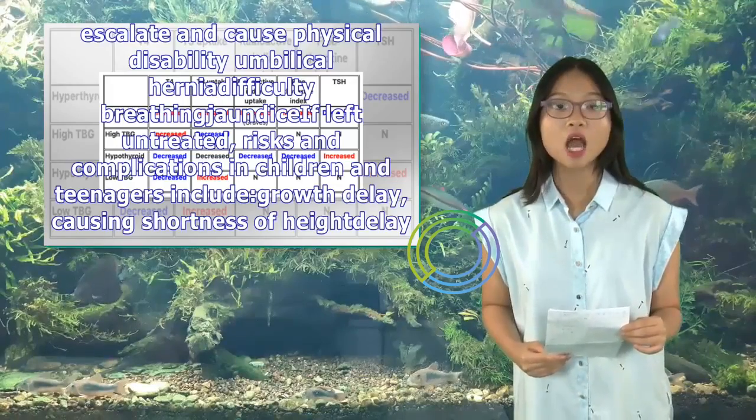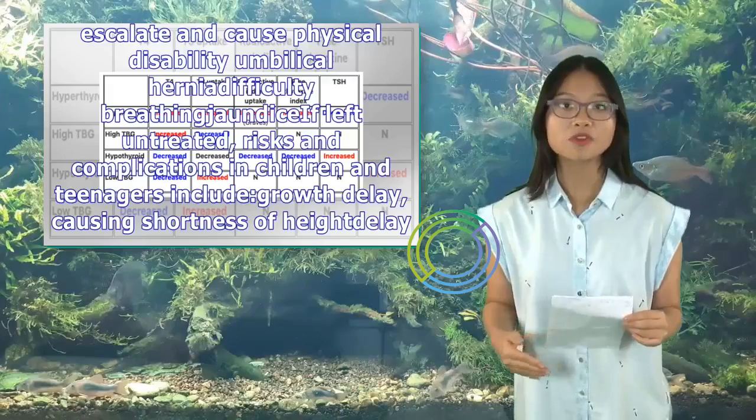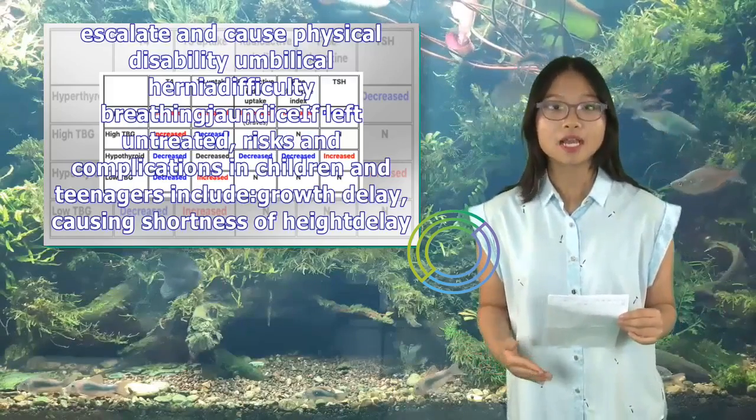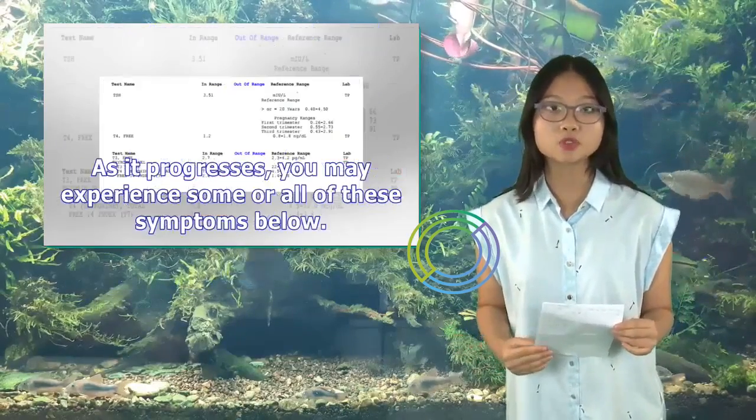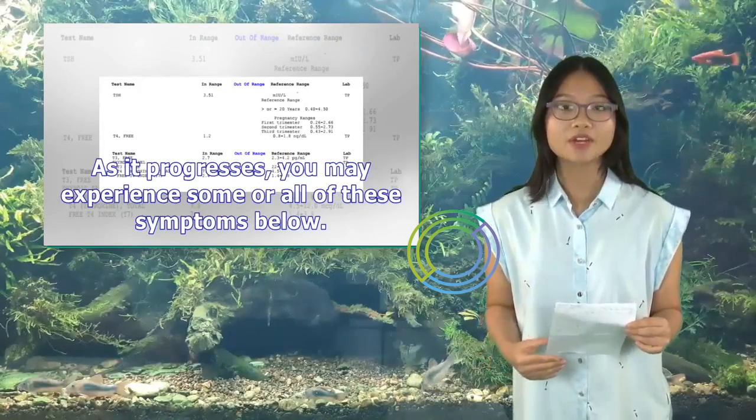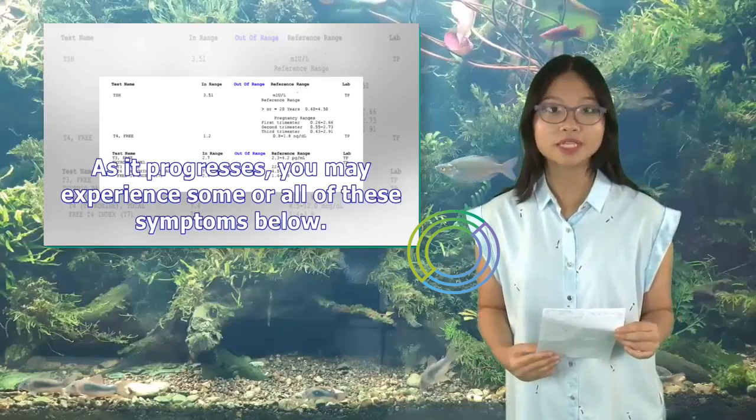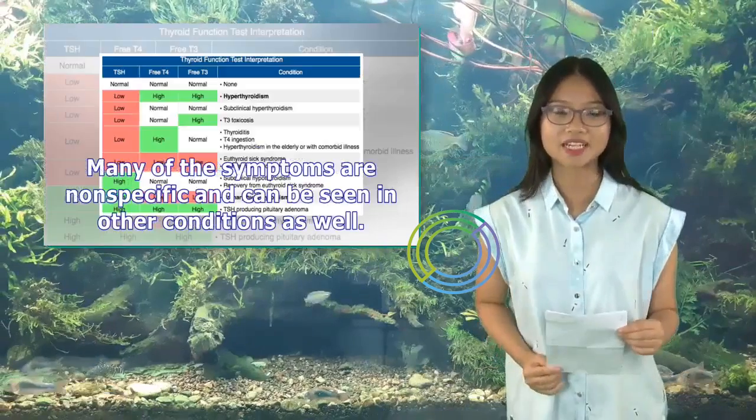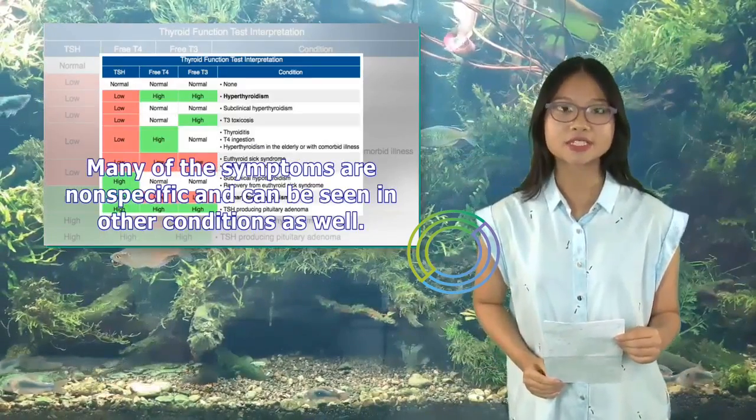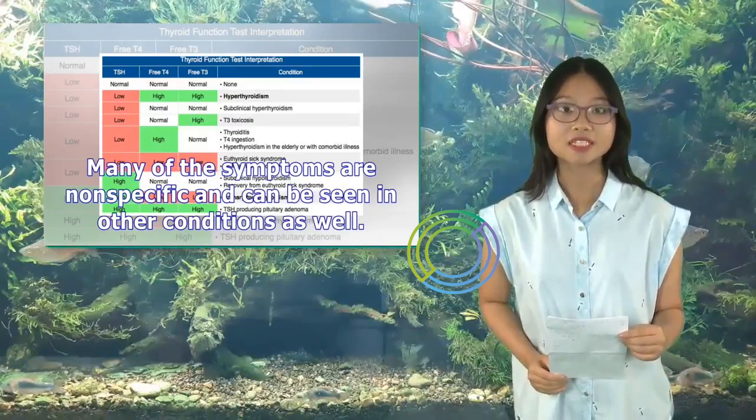Symptoms of high TSH levels. Hypothyroidism can be asymptomatic in its early stages. As it progresses, you may experience some or all of these symptoms below. Many of the symptoms are nonspecific and can be seen in other conditions as well.